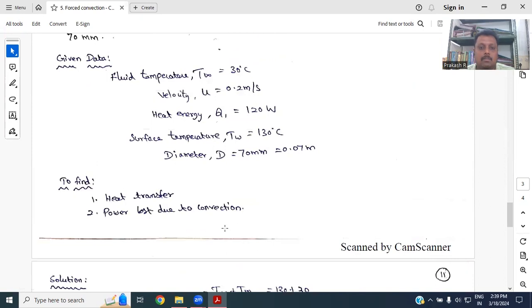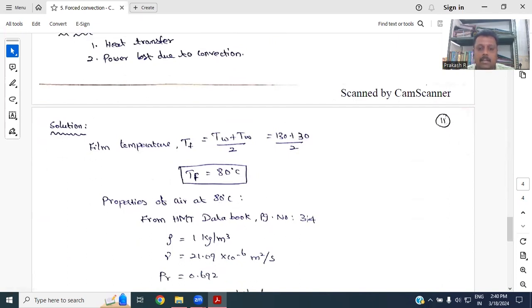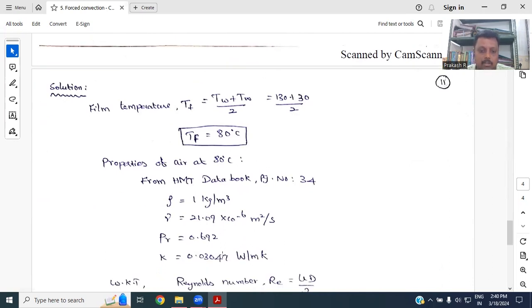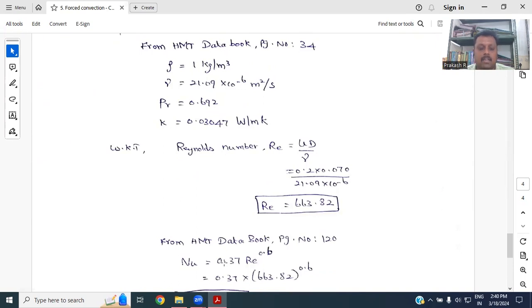So first, whatever it may be, we need to find the film temperature. TF is equal to TW plus T infinity divided by 2. 130 plus 30 is 160, divided by 2, therefore 80. So from the properties of air at 80 degrees Celsius, from the HMT data book on page number 34, we need to note down the parameters called density, kinematic viscosity, Prandtl number, and thermal conductivity.